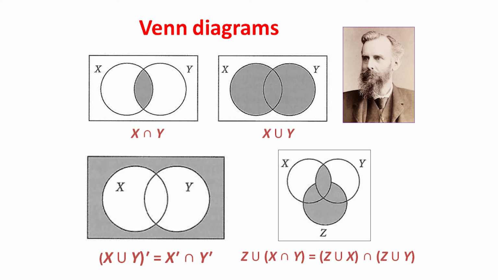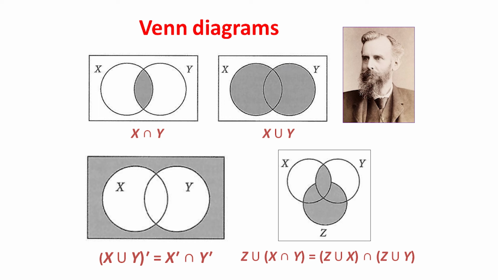These are called Venn diagrams, after the logician John Venn, who introduced them in 1881. If X and Y are sets, then their intersection is the shaded region at the top left, the overlap between X and Y. And their union is the shaded region to its right. We can then illustrate other results.